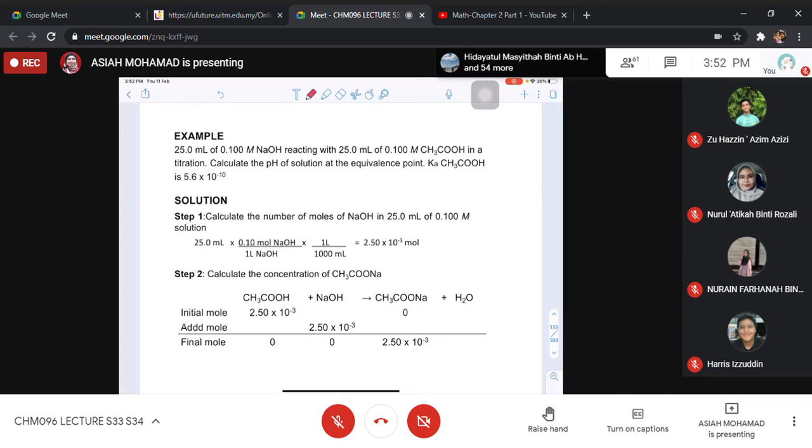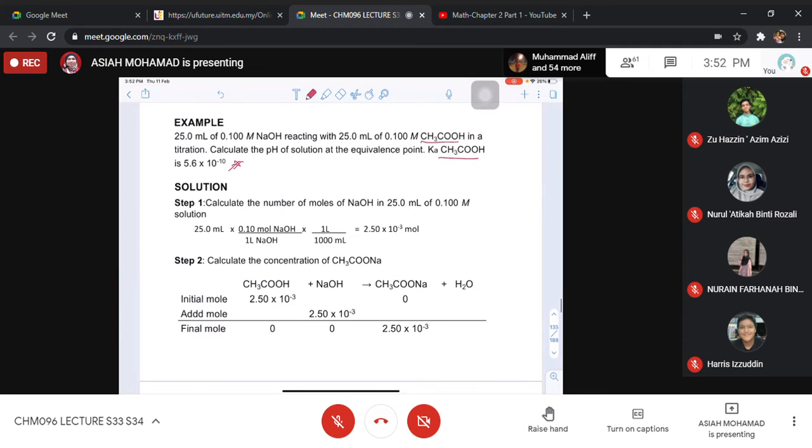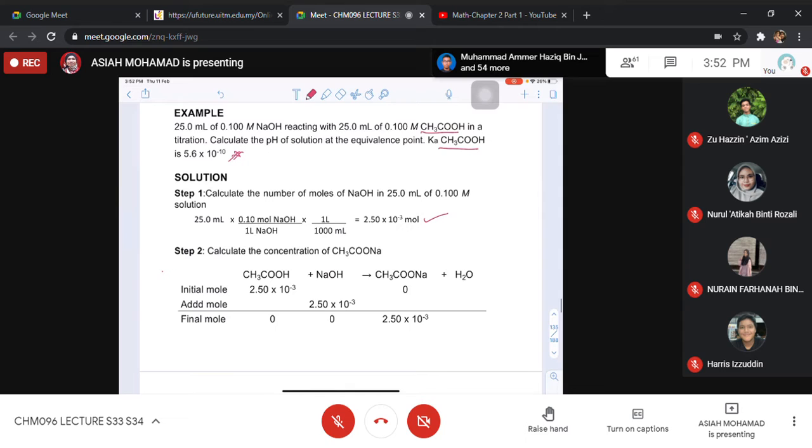25 milliliter of 0.1 molar sodium hydroxide reacting with 25 milliliter of 0.1 molar CH3COOH in the titration. Calculate the pH of the solution, given the Ka for CH3COOH is this value. Okay, so step 1, find the number of mole. Step 2, construct this mole table for this titration: CH3COOH and NaOH, this is the salt produced and water.